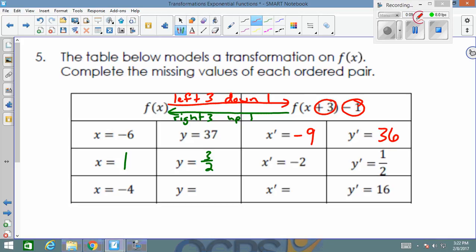Okay, the next one, for my x, I'm going from negative 4 to my x prime, which is going left 3, because I'm going from left to right here, which means I need to subtract 3 from it, so that's going to give me negative 7. On the flip side, if I'm going from the transformed to the original, I got to go up 1, so I got to add 1, so that should be 17.